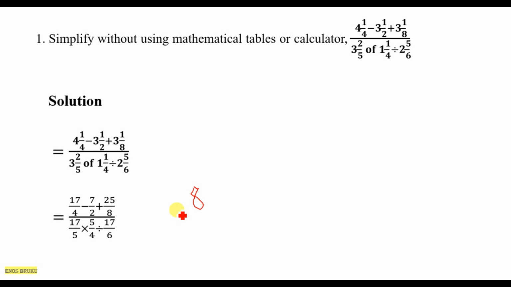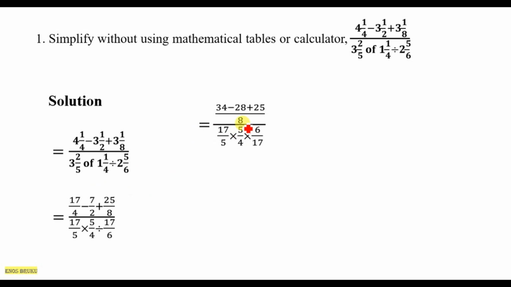So now, what do we do next? Now that we found the LCM to be 8, we want to see how many times 4 can go into 8, and then we multiply it by the 17 here. How many times 2 will go into 8? We multiply it by the 7 here. And then how many times will 8 go into 8? Multiply it by the 25 over here. Okay, good. So let's move on.